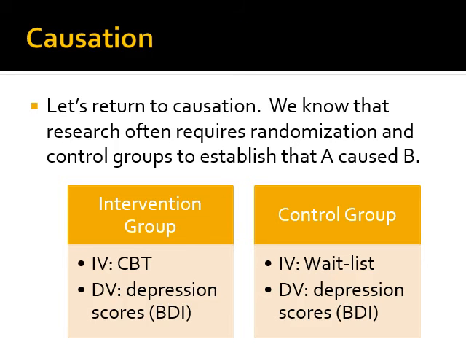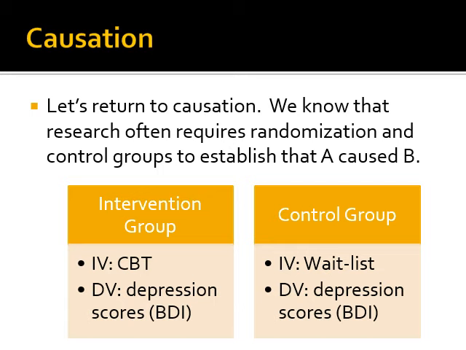In order to understand when correlational studies would be useful, we have to first return to causation. Remember that with true experiments, also called randomized controlled trials, we use randomization and control groups to establish that A caused B, variable A caused changes in variable B. And that's because randomization and control help to reduce the likelihood that that relationship, A causing B, is caused by a third variable or confounding variable or extraneous variable.